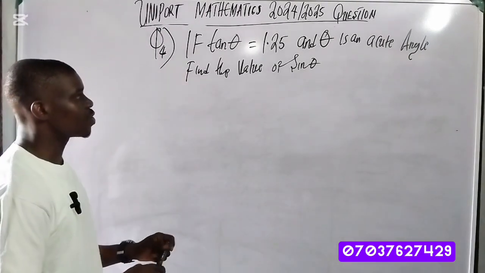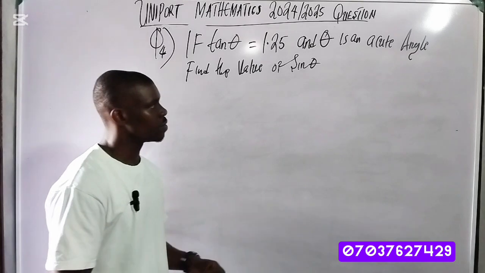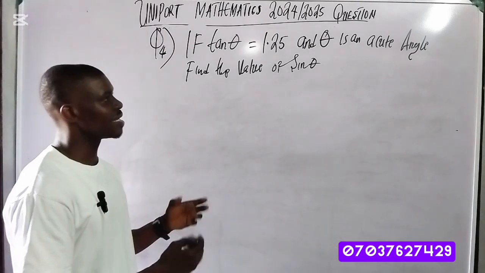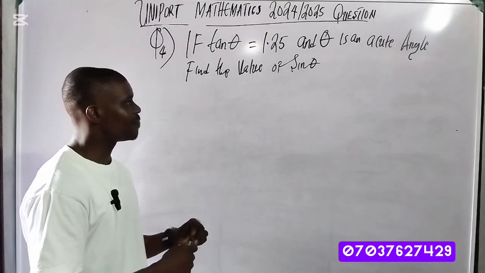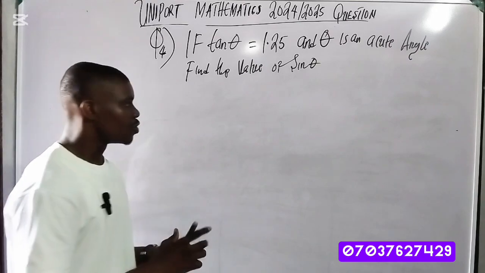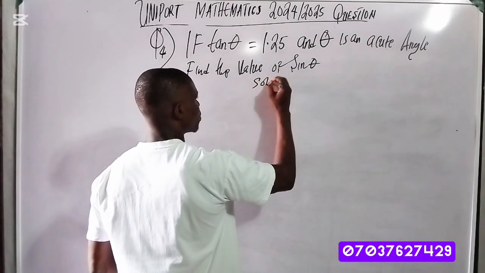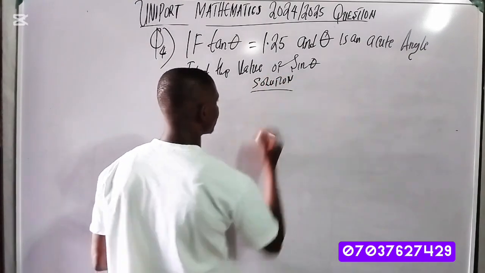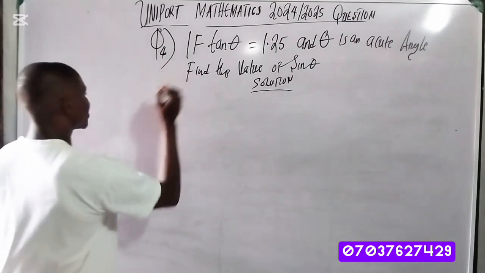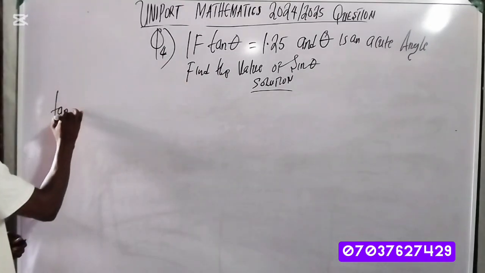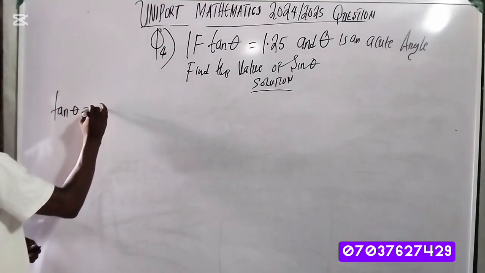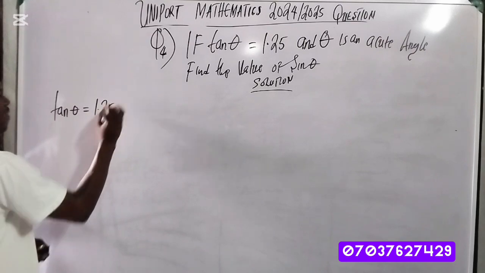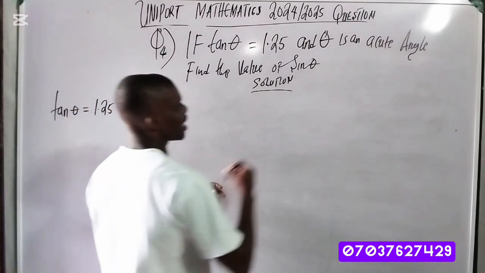The question says that if tan theta is equal to 1.25 and theta is an acute angle, find the value of sine theta, right? So how do we solve this here? Now this question is a little bit long, so you're going to take time, right? It's that tan theta is equal to 1.25, right? I said that theta is an acute angle.